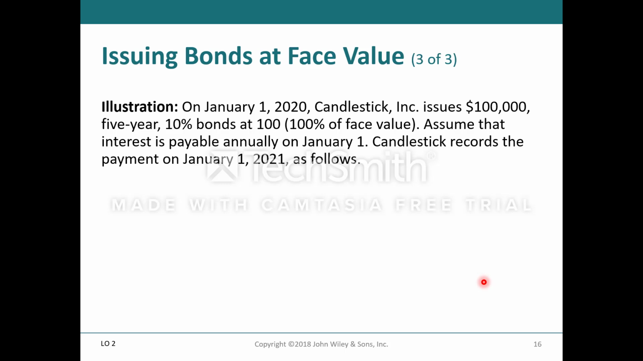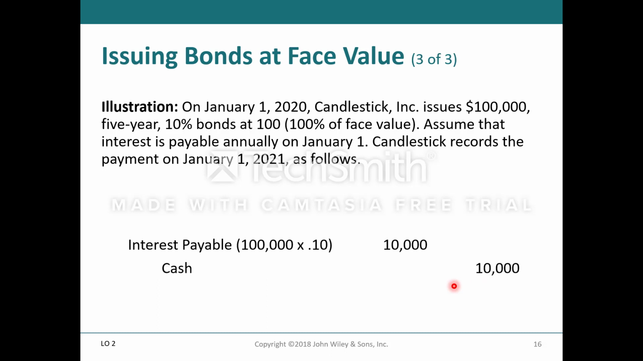So assume the interest is payable annually on January 1st. Candlestick records the payment on January 1st, 2021 as follows. Now January 1st has come and they actually have to make the payment that they had in a payable. So they're going to debit the payable for the $10,000 and they're going to credit cash for the $10,000 to actually make the payment of interest.